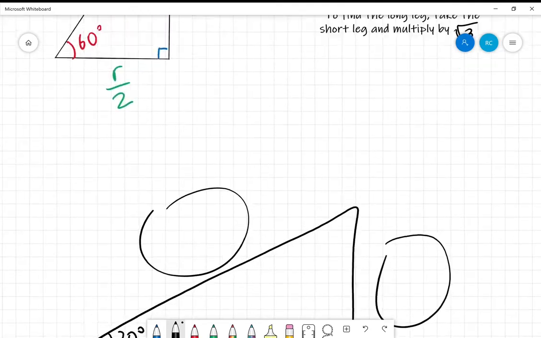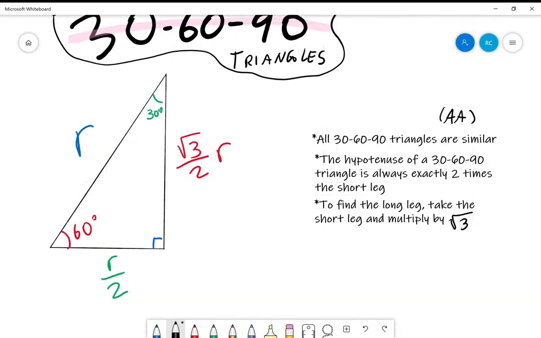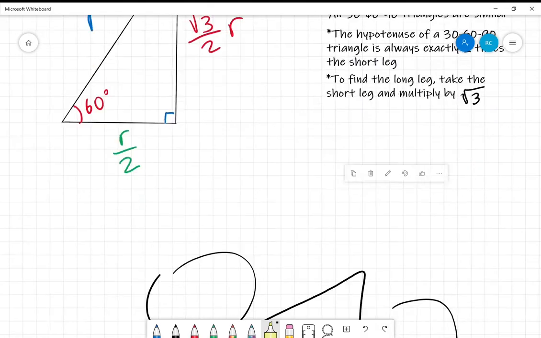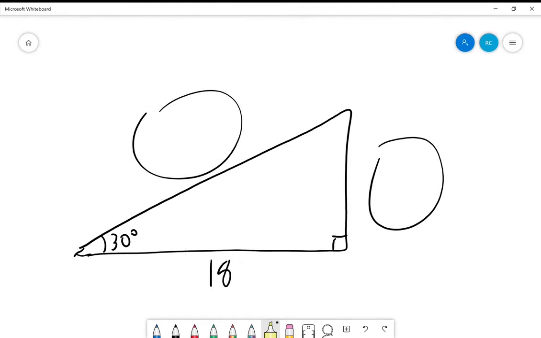Okay, well, my notes tell me that to get the long leg, I take the short leg and multiply it by the square root of 3. Reading that backwards, to get the short leg, you would take the long leg and divide by the square root of 3. So my short leg should be 18 divided by the square root of 3.